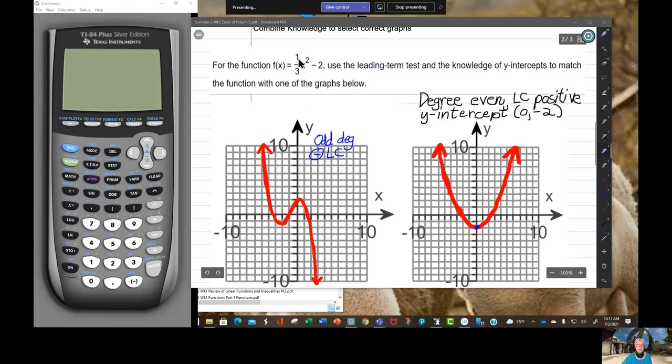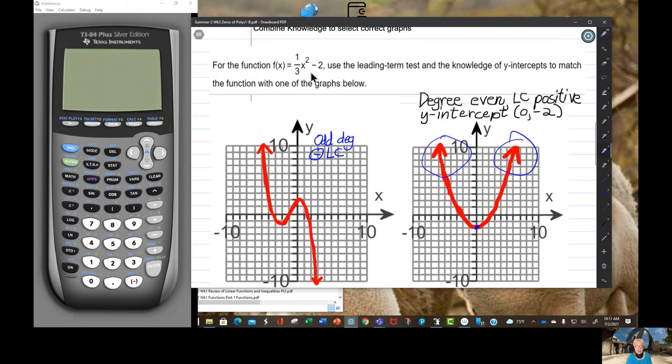Here we have a function, f of x equals 1/3 x squared minus 2. And it says use the leading term test and the knowledge of y-intercepts to match the function with one of the graphs below. Well, we have a positive leading coefficient and an even degree. That means the graph is going to go up on the left and up on the right. And the y-intercept is negative 2, which is officially written as (0, negative 2). That sure looks like a negative 2 to me. So this is our graph.